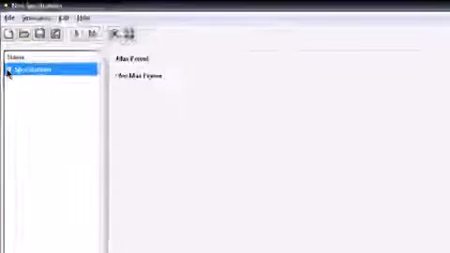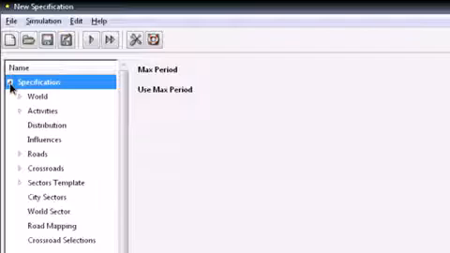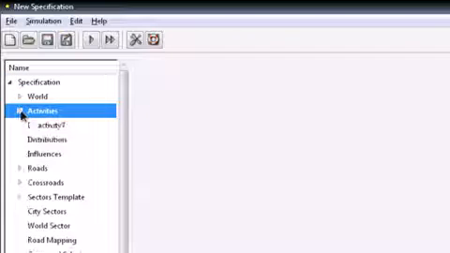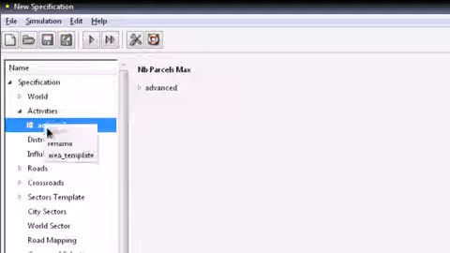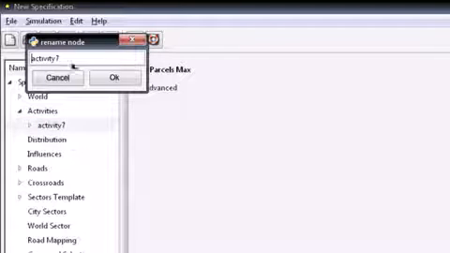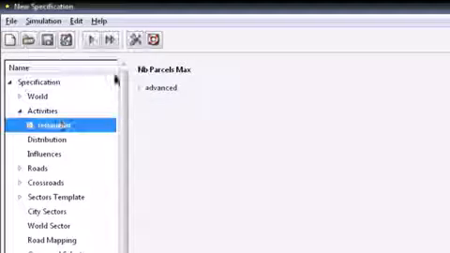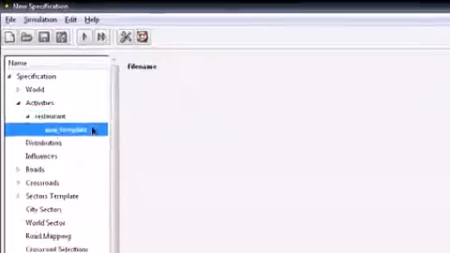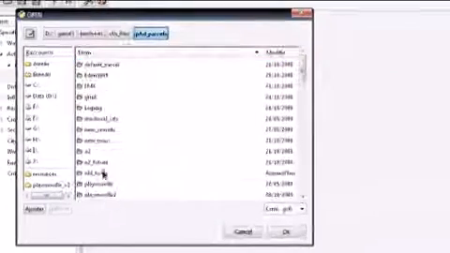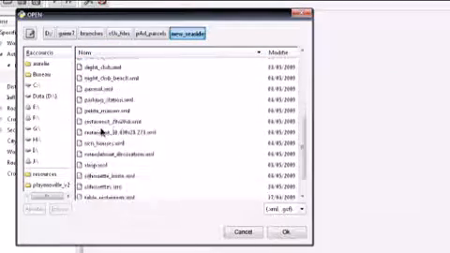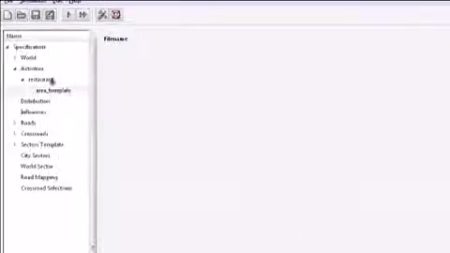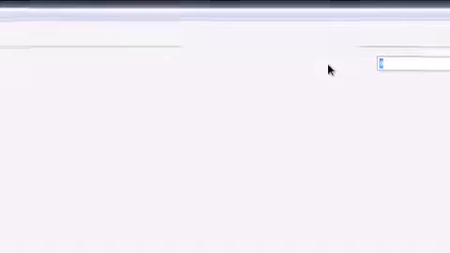Chuck's job begins here in the City Designer specification interface. This is where he tells the generator how he wants his city to look. Here, Chuck adds his activities. These activities are the templates he created in the last episode. Here, he adds the restaurant. But he only wants 7 restaurants in his city, so he limits the number to 7.